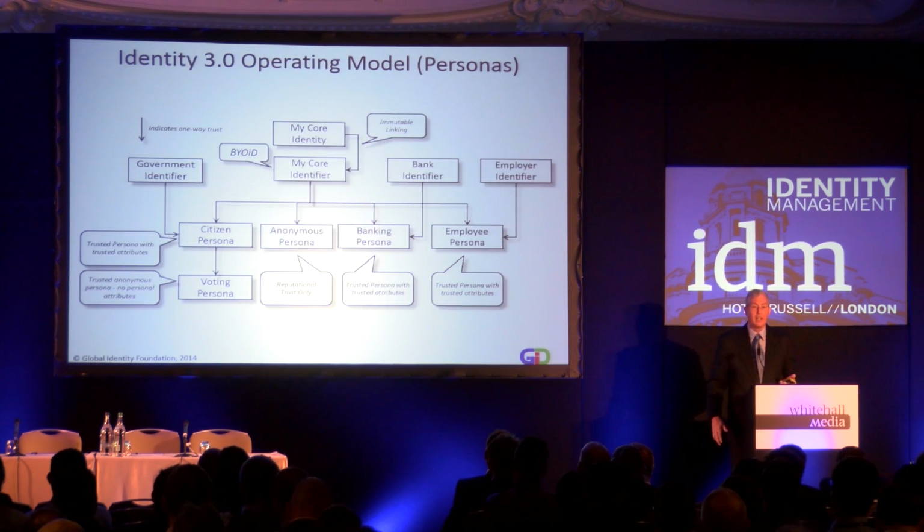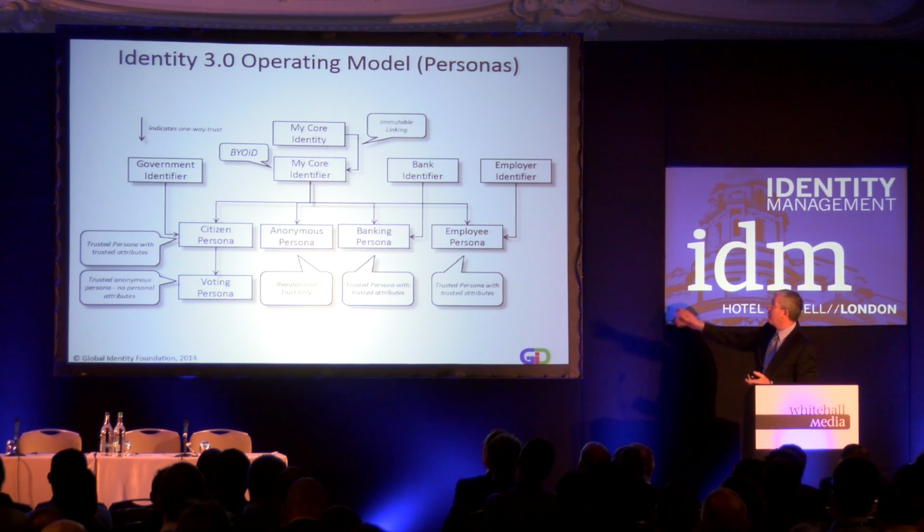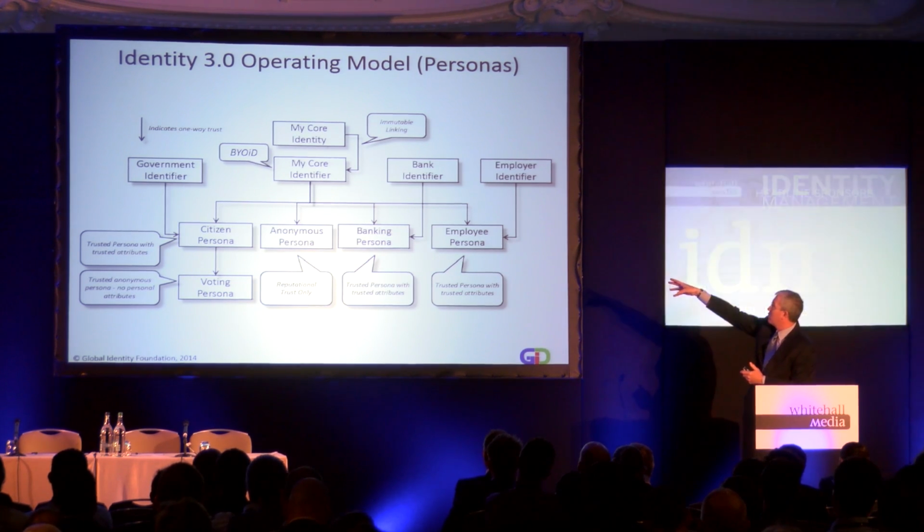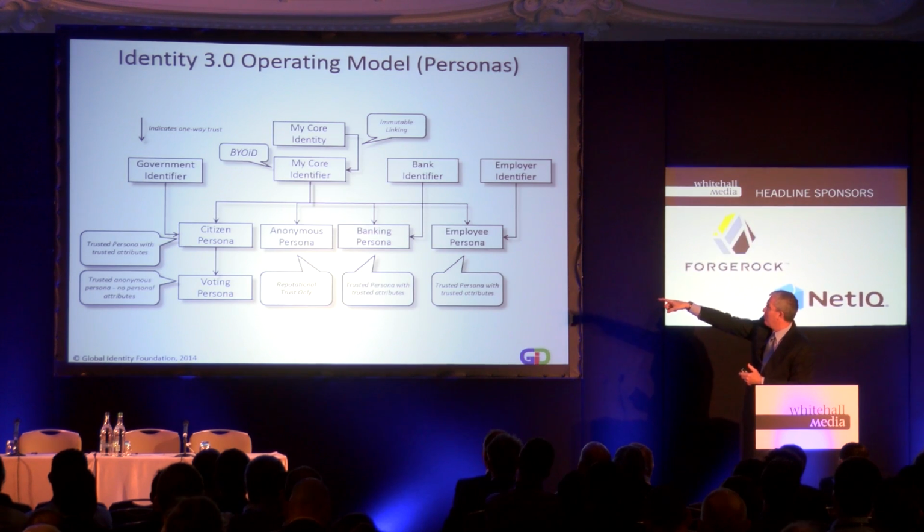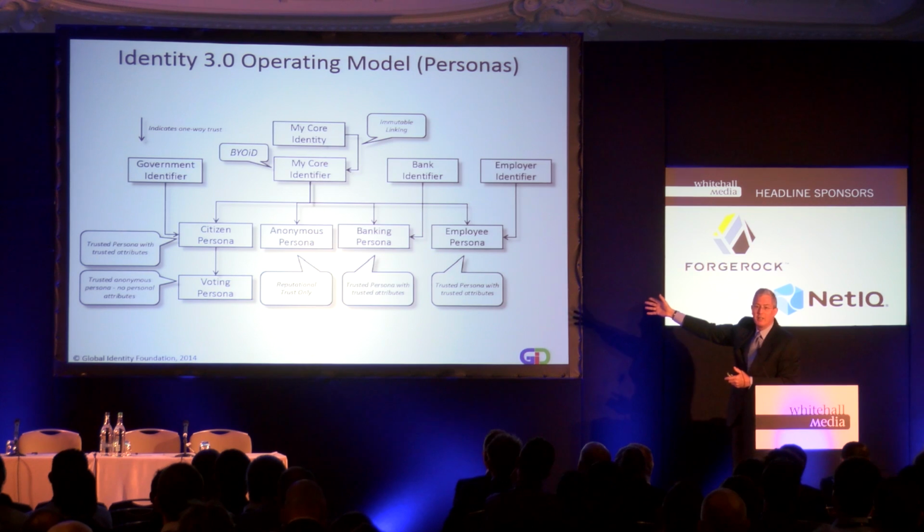So what does it look like? This is the work that came out of Jericho. Very simple, with my core identity, the proof that I am me, down to your digital representation, and then your various personas signed by the people who are the authoritative source for it.